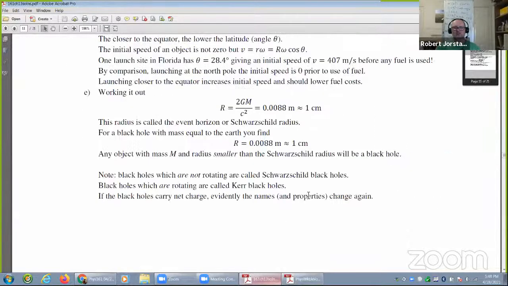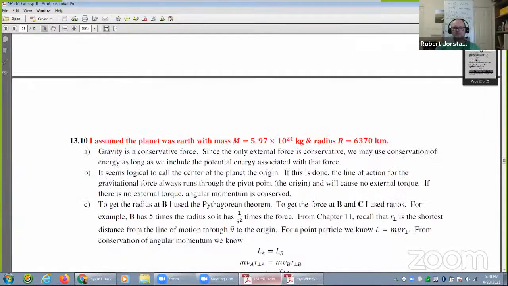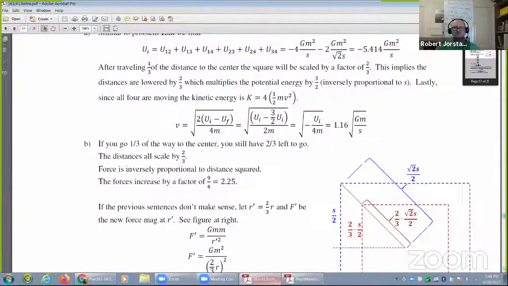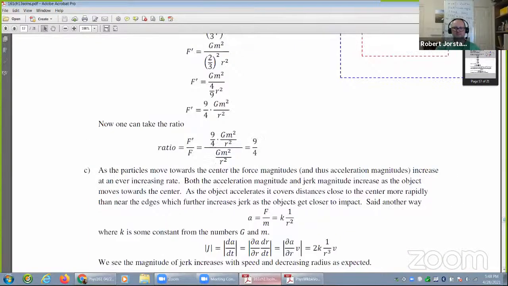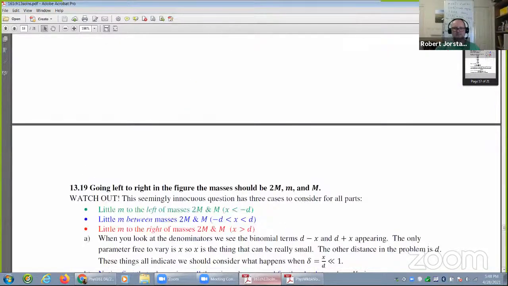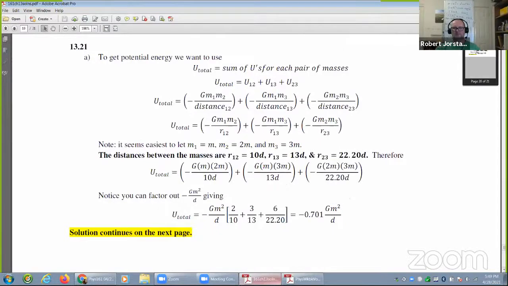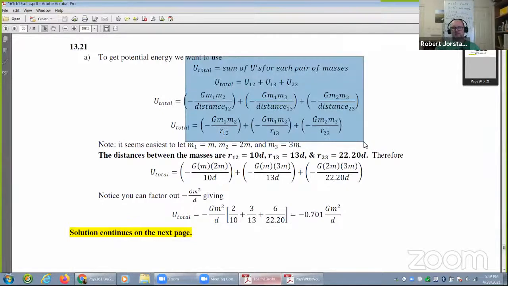And when you look at this one, there's some interesting stuff in these solutions here. Whoa, look at that one. You can calculate the jerk. I did that. There you go. That's interesting. There's that one. $13.21. You could do your energy. That's like we've been doing all day long.